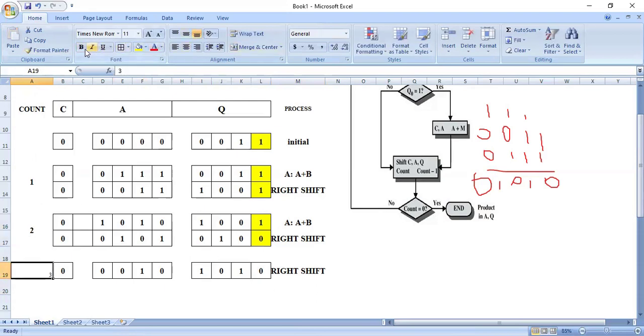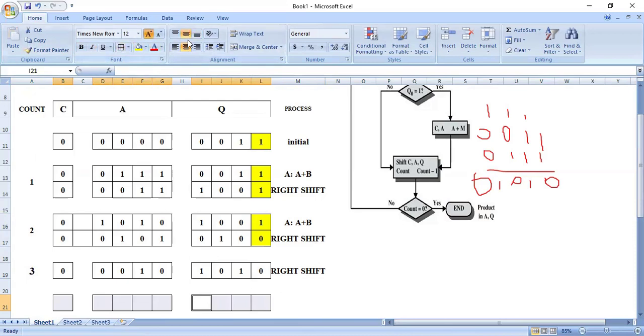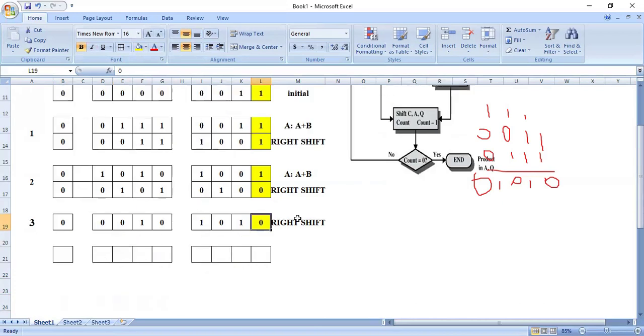Once again, check the count of the cycle. The total count of cycles is 4. We have completed only 3 cycles. So moving to the 4th one, that is the final cycle. Now once again, check the Q naught value. Q naught value is equal to 0. If it is not equal to 1, which means Q naught is 0, we have to perform only the right shifting process of the previous one.